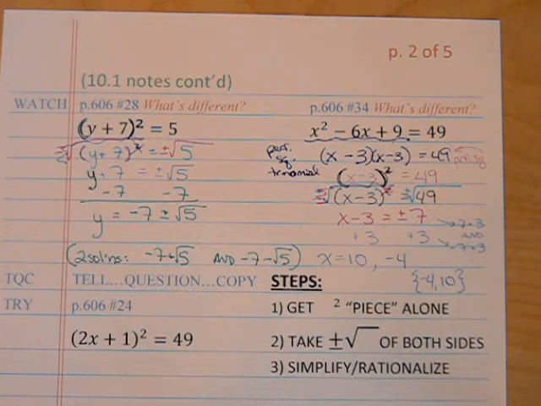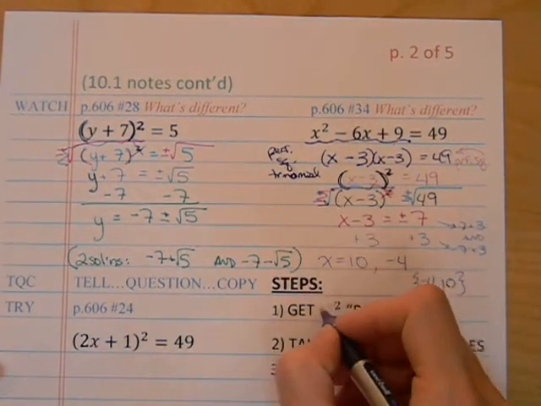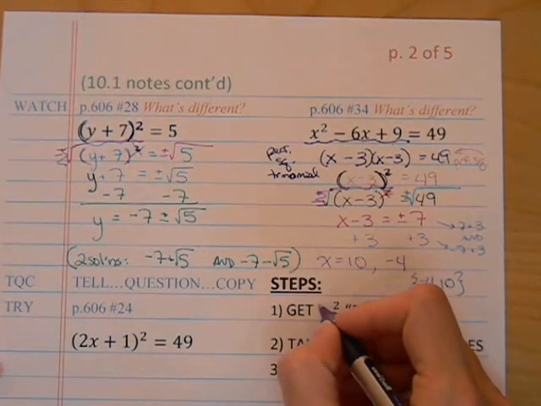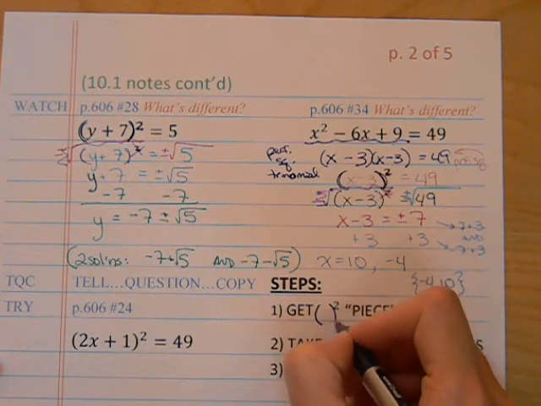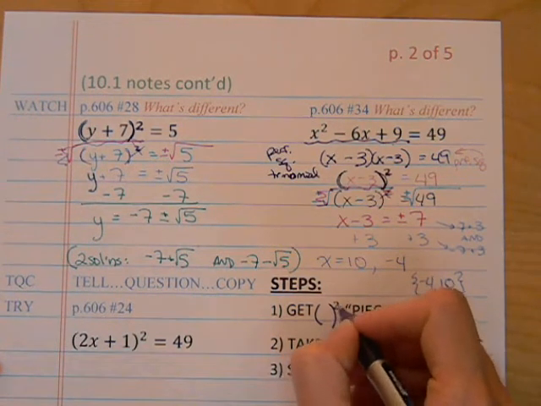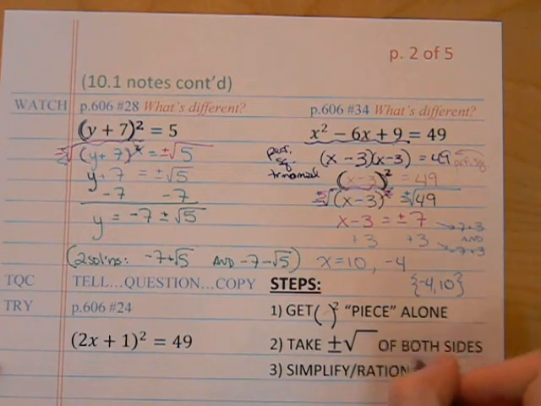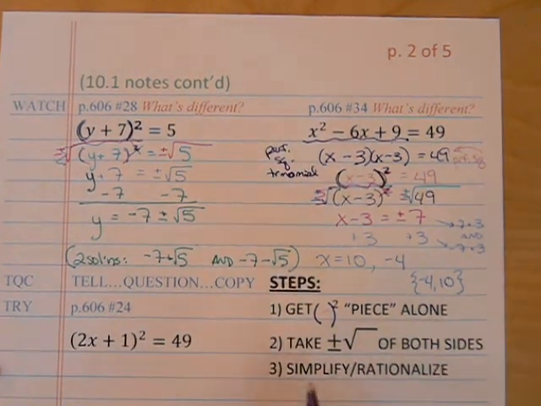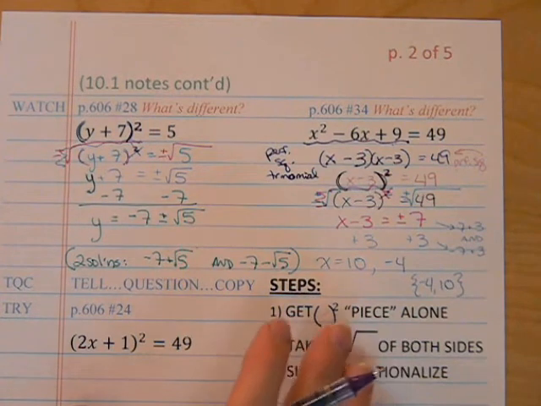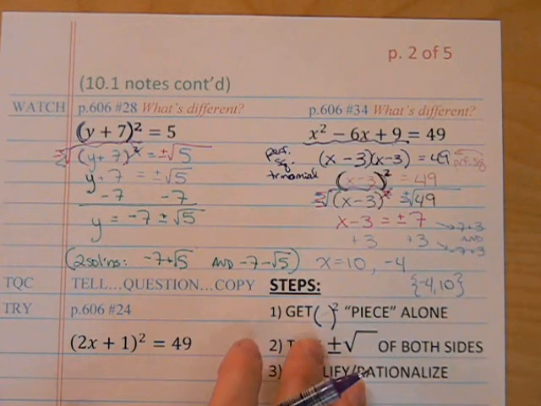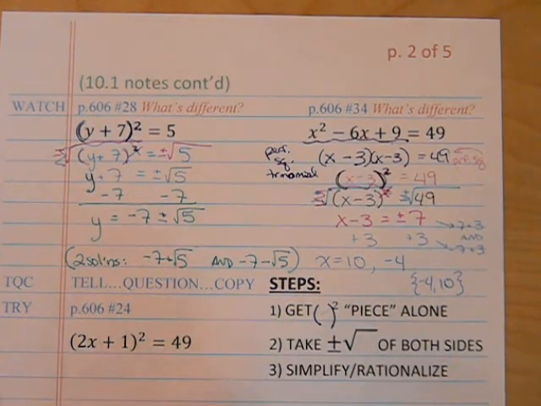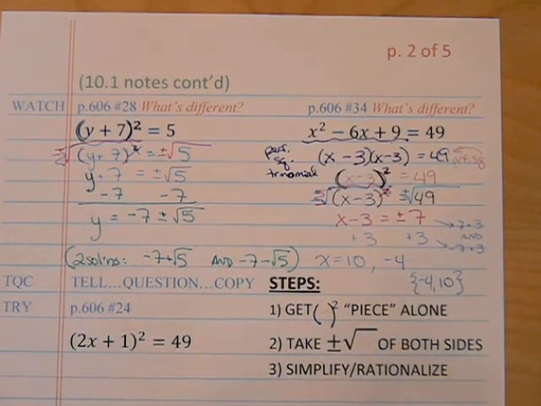Okay, so take a moment to talk things through. Again, note on the steps here, it didn't print on my page. I don't know if it'll print for you, but it's supposed to be an x squared or a parentheses squared. Get the squared piece all by itself, take the plus or minus square root of both sides, and then simplify and rationalize. Talk this through, note any questions that you want to bring to class, and then try number 24 here. Pause the video and come back to check your answer.